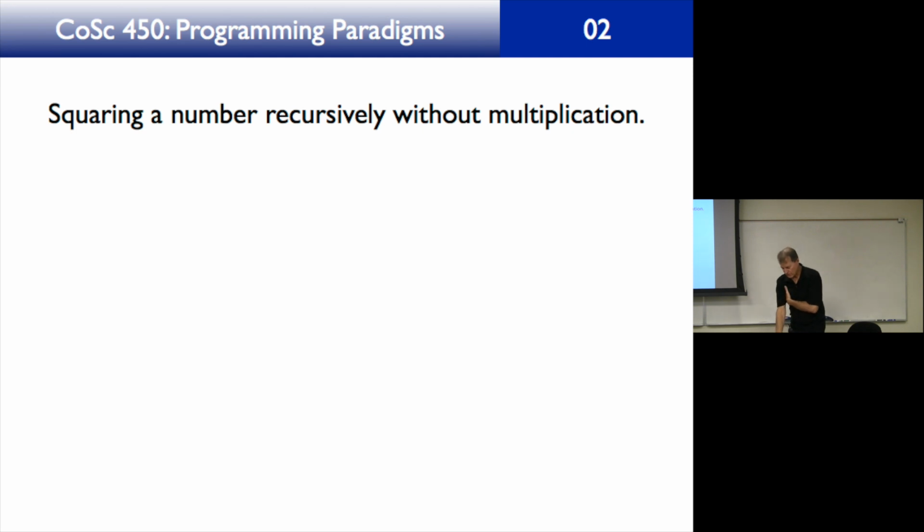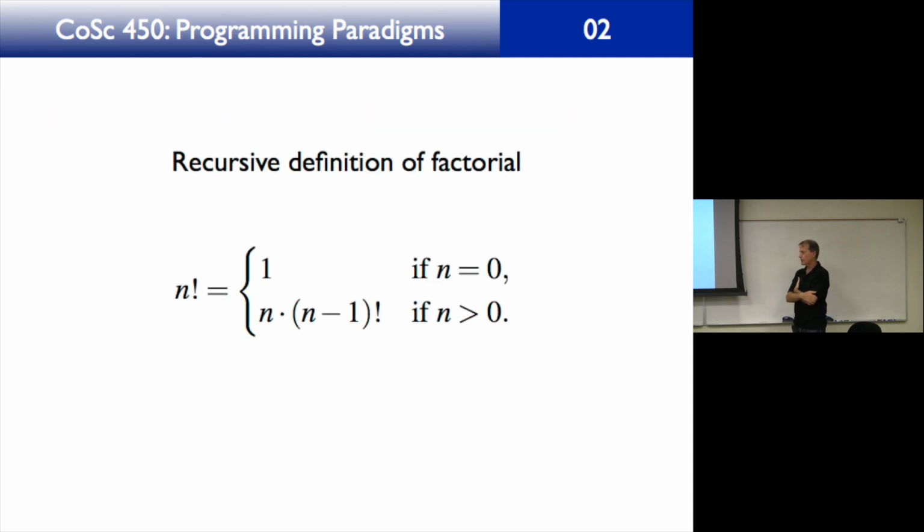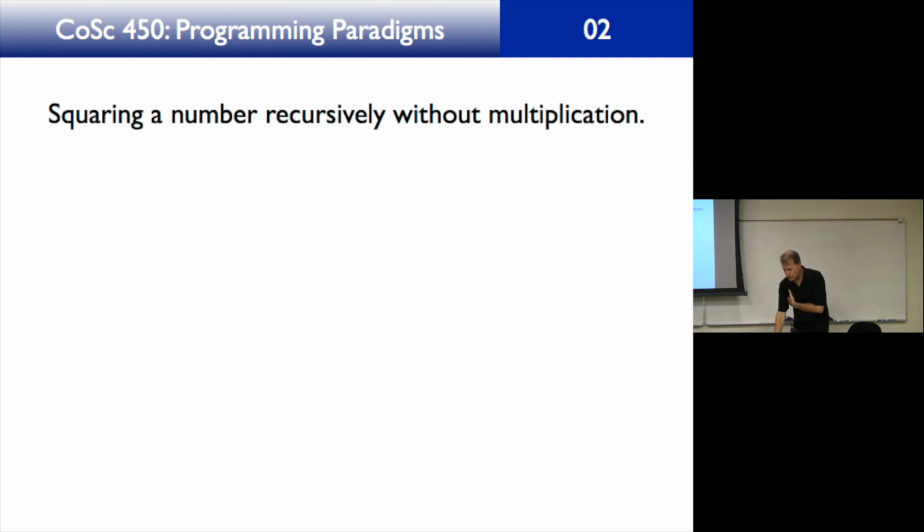Now, let's go back to our recursive definition of factorial. How does this definition work? It defines n factorial to be 1 in the base case, but to be n times (n minus 1) factorial otherwise. So this is n factorial defined in terms of (n minus 1) factorial. So in order to square a number recursively without multiplication, what kind of an expression do we have to have? We have to have n squared.